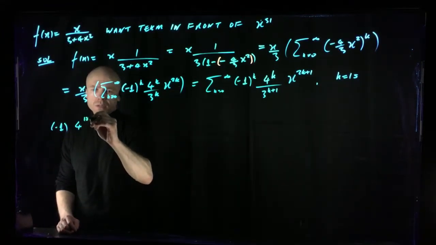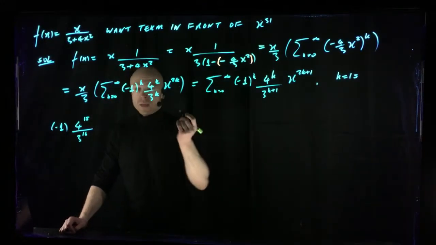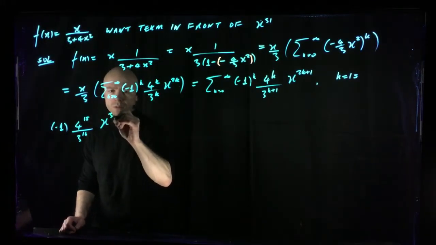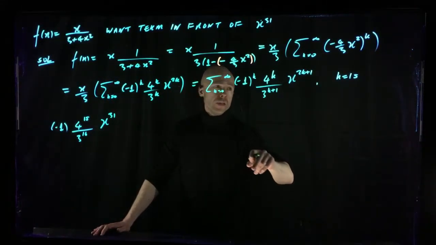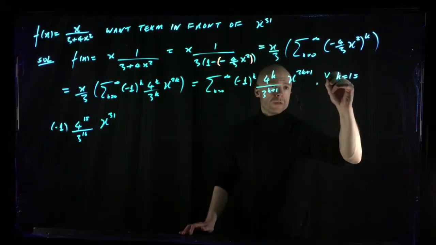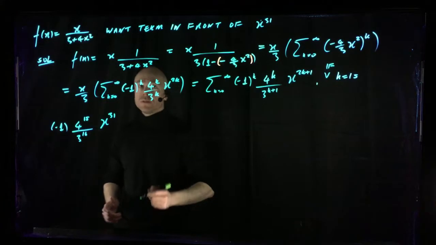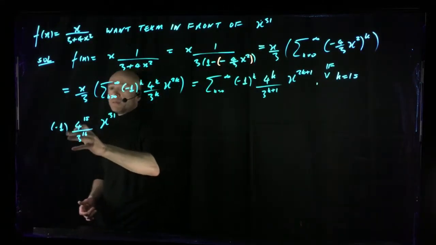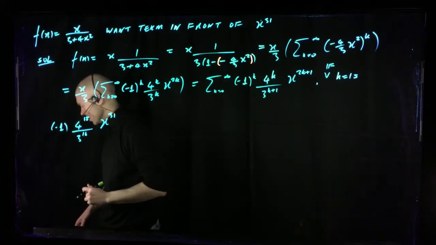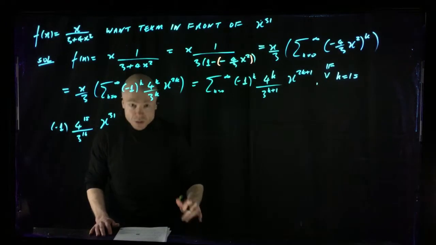4 to the 15 over 3 to the 16, and then just for completeness, I'm going to put an if. So this will be what happens when k equals 15, right? So this is indeed the term in front of x to the 31. And what is this? This is minus 4 to the 15 over 3 to the 16, and that is option C.